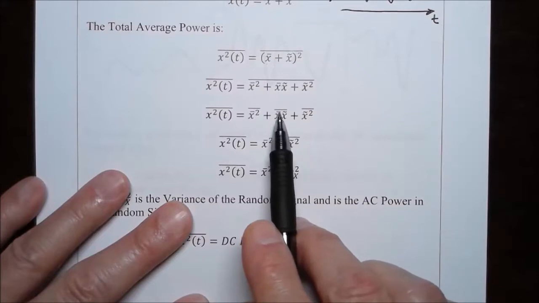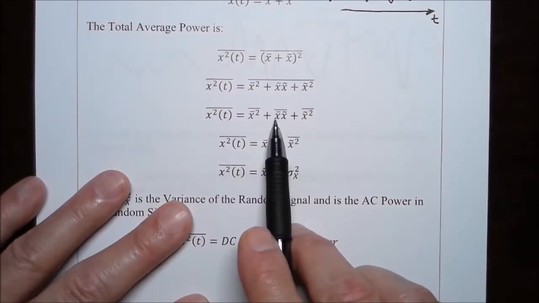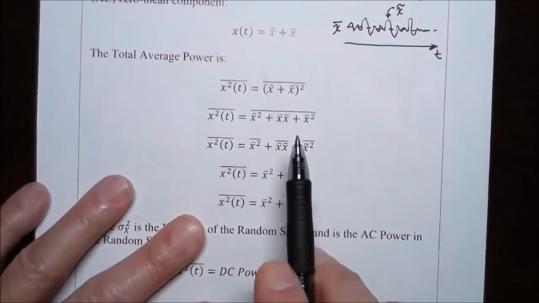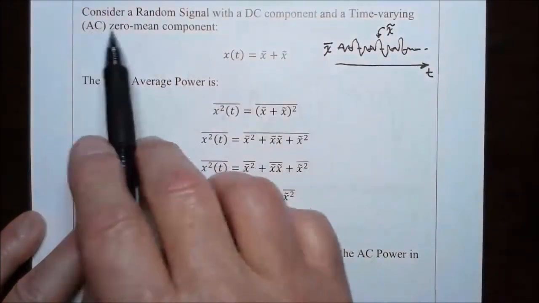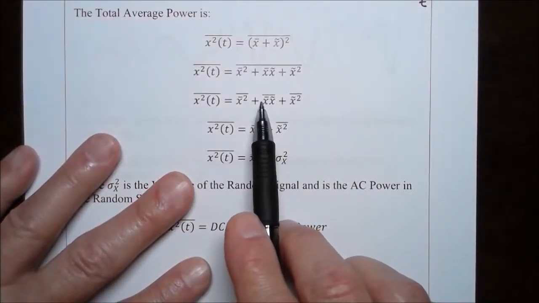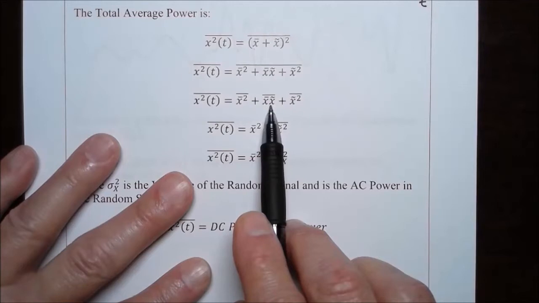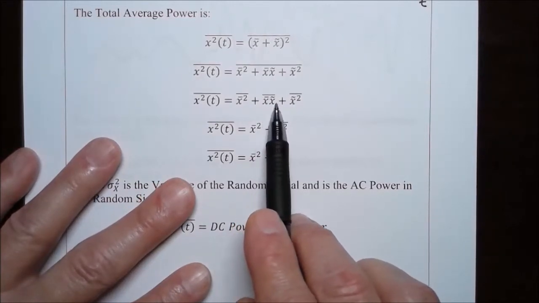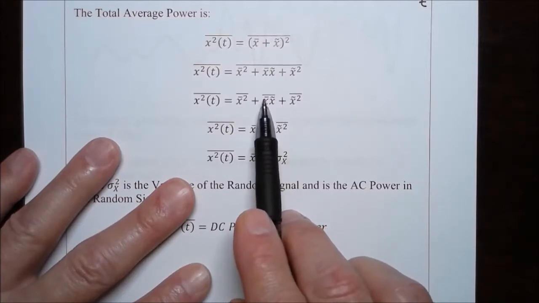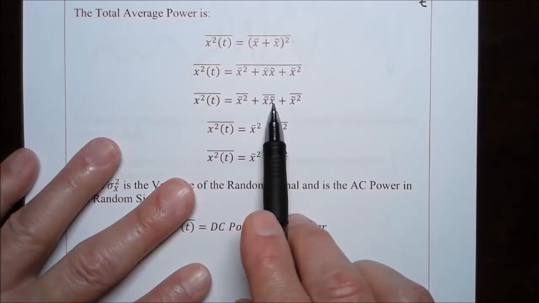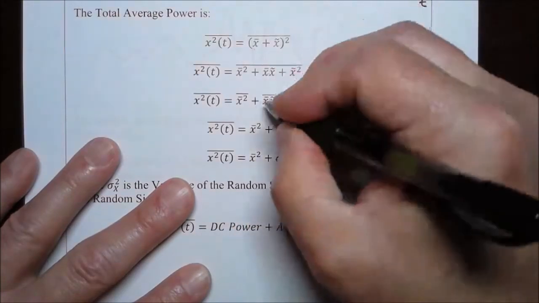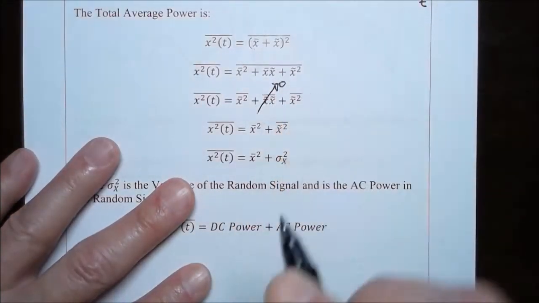Now this cross term, this center term, x bar is a constant. X squiggle is the AC, or the time varying component. It has a 0 mean value. So we're taking a constant and multiplying it by a signal that has a zero mean. So the constant times the time varying signal also has a zero mean. So this is going to time average to 0.